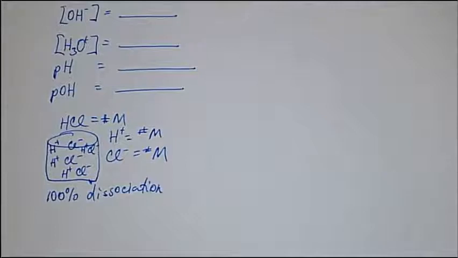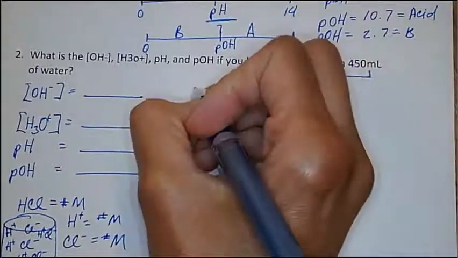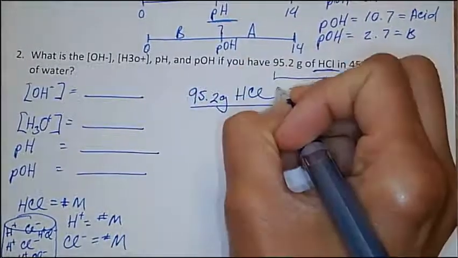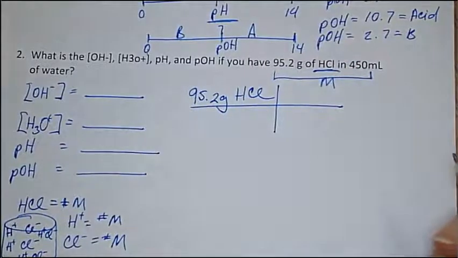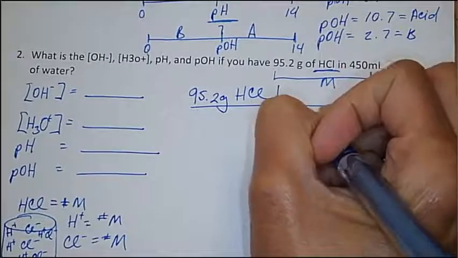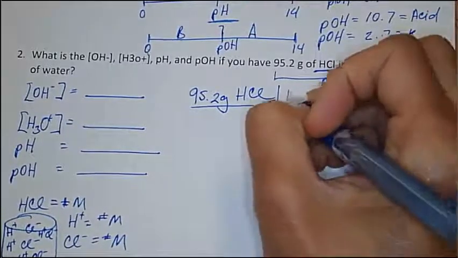So what happens? How do you find the molarity of this problem? Well, same way, 95.2 grams of hydrochloric acid. And we want to find moles, so divided by its molar mass, which is 36.46 grams of HCl per 1 mole.